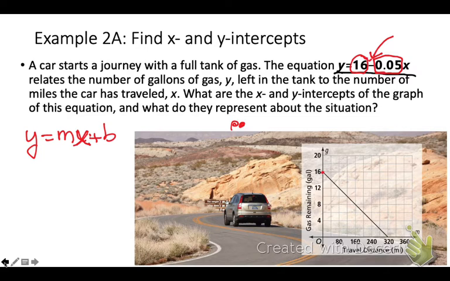Wait, the other question I was trying to figure out. We already did it. What does the x and y intercept? What have you got me doing now, Miss Smith? Lots of stuff.